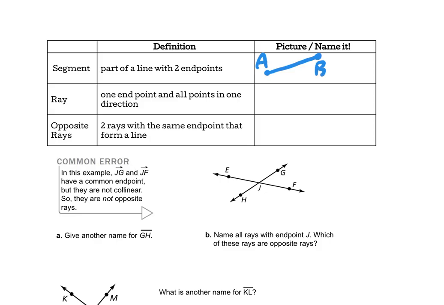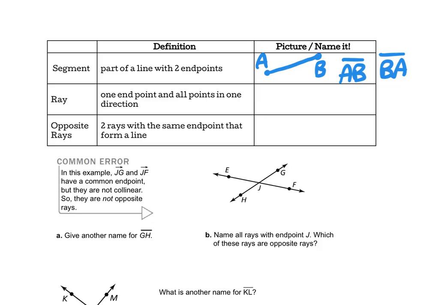Once again, the letters we use don't really matter. We name it very similar to what we did with the line on the front, except our symbol is a line with no arrows. AB. I could also call it BA. Order does not matter. You don't have to be alphabetical or anything like that. You say AB, I say BA, we're talking about the same thing. Okay?